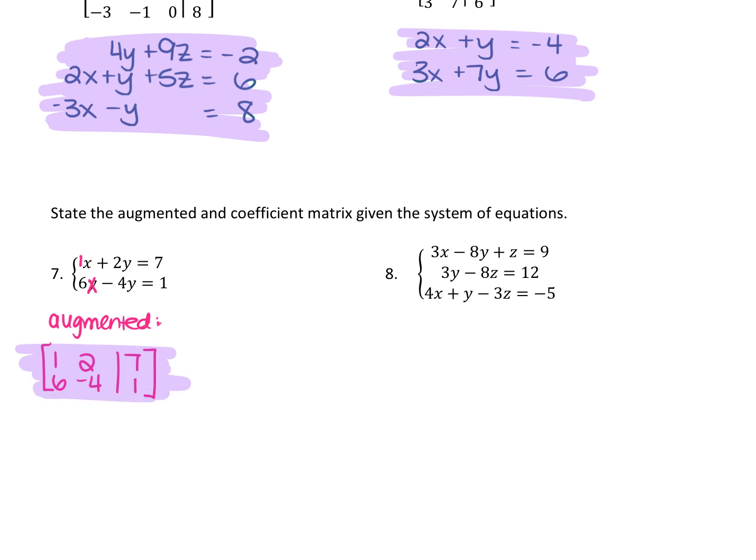For your coefficient matrix, you are going to get rid of your answer portion. So it is just going to be the 1, 2, 6, -4.